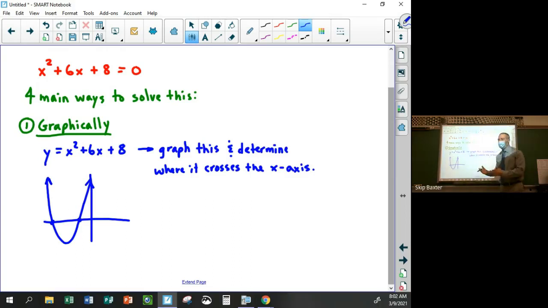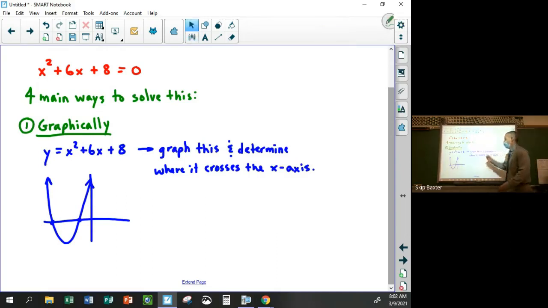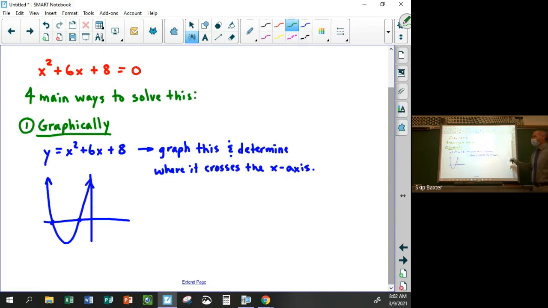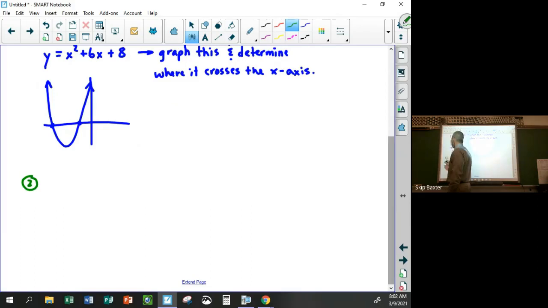But again, like I said, this is not super practical. It's very time consuming. It's a lot of work, and it's not very precise, okay? So you don't do it this way very often, but it's a method, so I just wanted to include it. The second way that you can do this is by factoring.